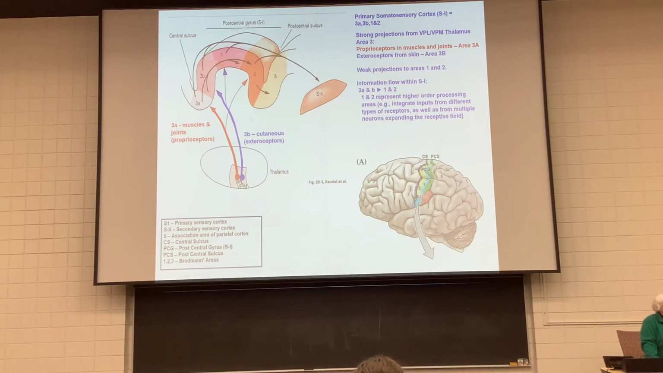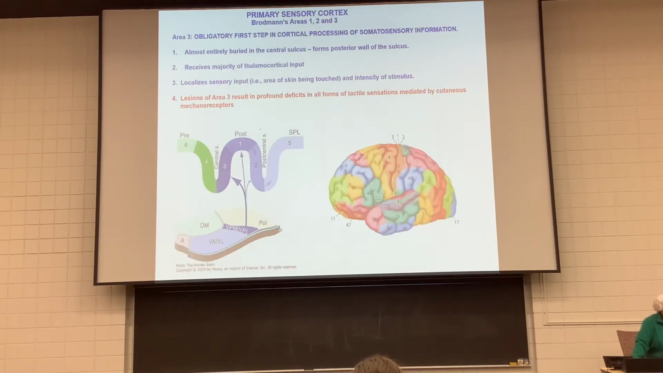But then, as we begin to move into these other areas, we're going to begin to add nuance to that input. There's going to be convergence of information. So let's see how that works. And again, here's just our cortex showing these various bands. So let's start with area 3.